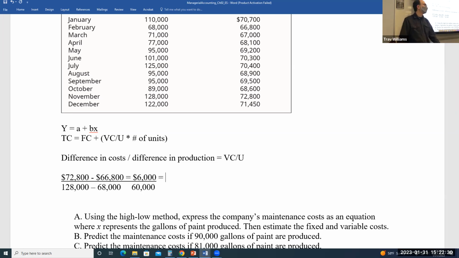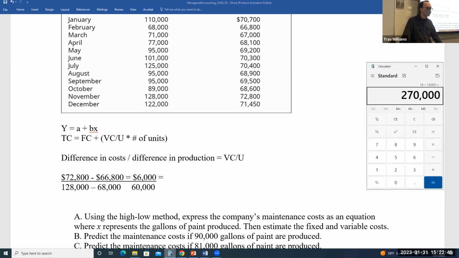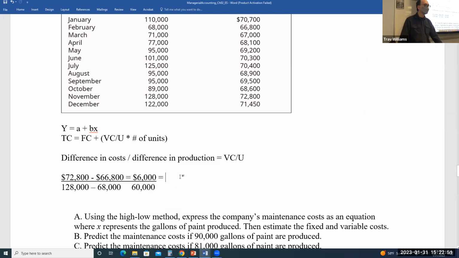So when you take the difference in cost between the highest and lowest month, divide it by the difference in units that were produced between the highest and the lowest month, what you get is your variable cost per unit. So 6,000 divided by 60,000, 0.1. So 0.10, or 10 cents, is our variable cost per unit.